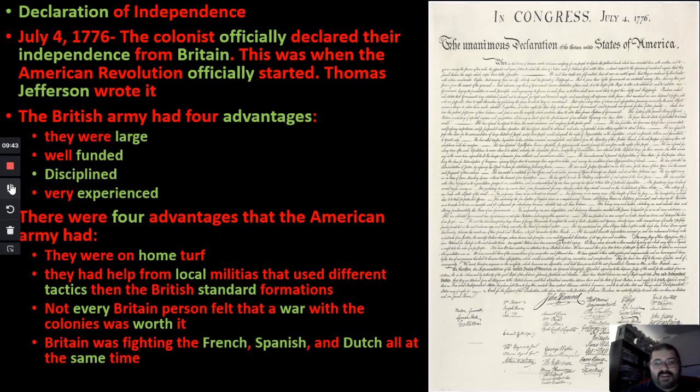Okay, so what are their four advantages? Well, Britain, number one, their army was large. It was huge. For being such a tiny island, they had so many soldiers. The other thing is they were well funded. They had a lot of money. So if their soldiers were like, we need more guns, we need cannons, we need this or that, no problem. Here you go.